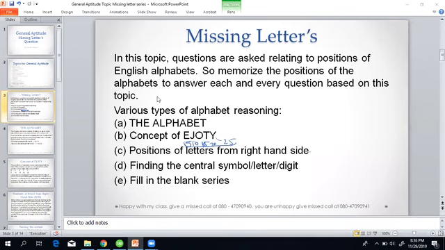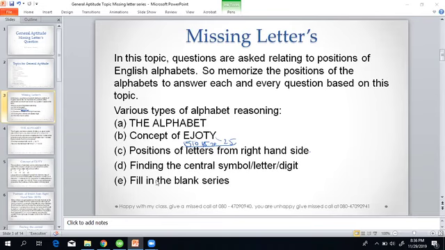Now next is positions of letters from the right hand side. Normally we count the positions from the left hand side, like the position of A is 1 and the position of C is 3 from the left hand side. But from the right hand side, the position of C is 24 and the position of A is 26. So if the question says from the right hand side, we have to do the calculations accordingly.